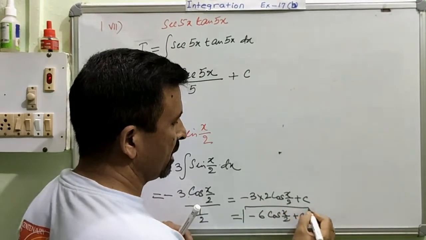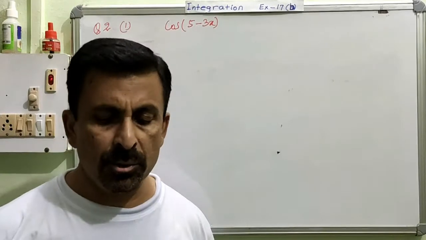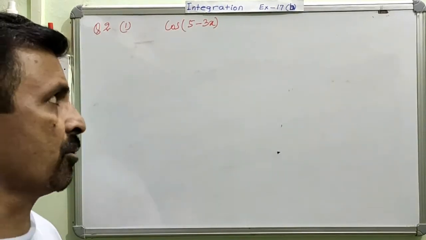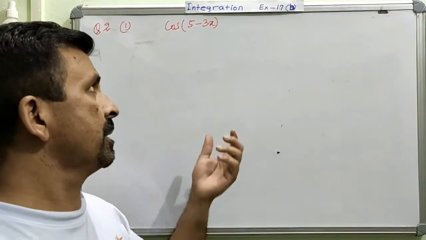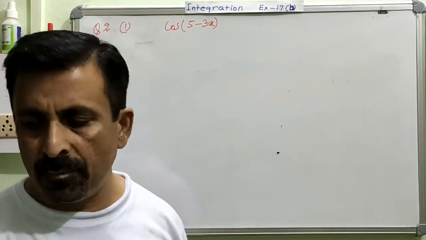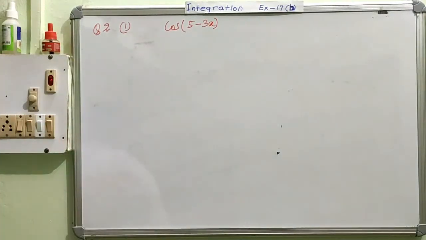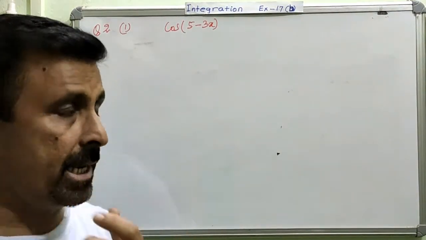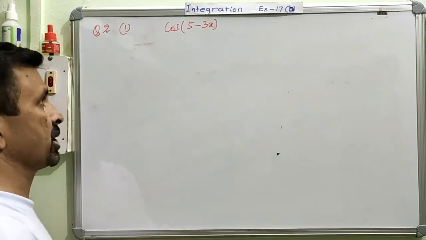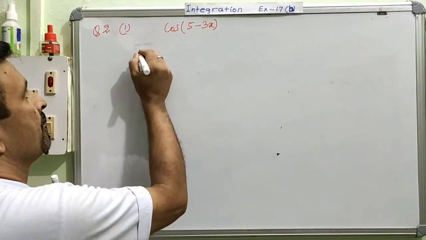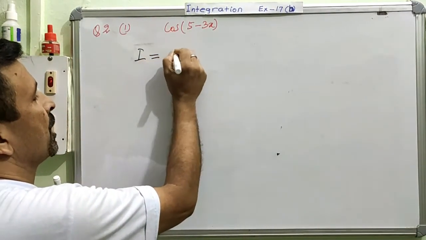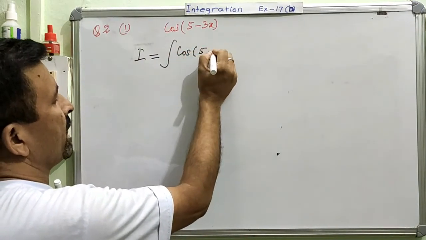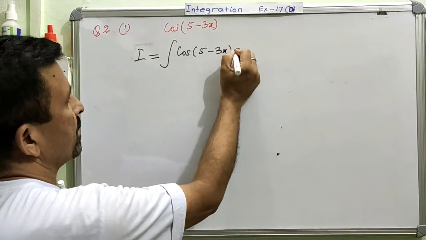This becomes your answer. We are moving on to question number 2. This is similar to question number 1, right? There is no difference between question number 1 and question number 2. Just the angle, in place of a monomial, has now become a binomial. So just a few examples we will see. We will find the integration of this given function: I is equal to the integral of cos of 5 minus 3x dx.